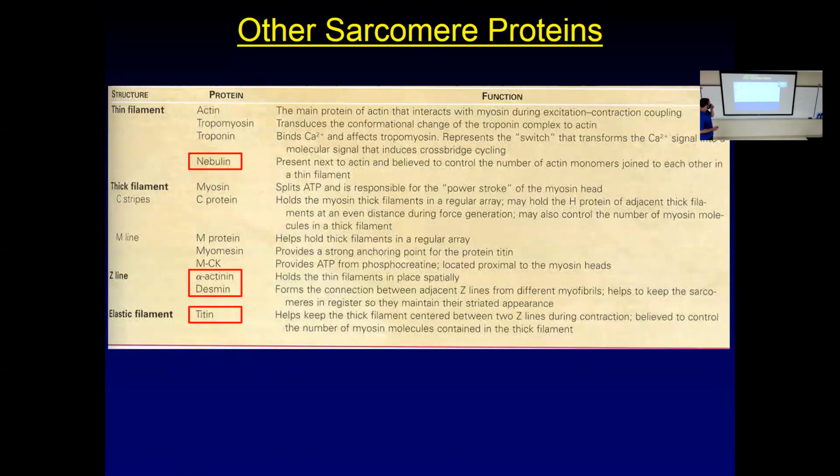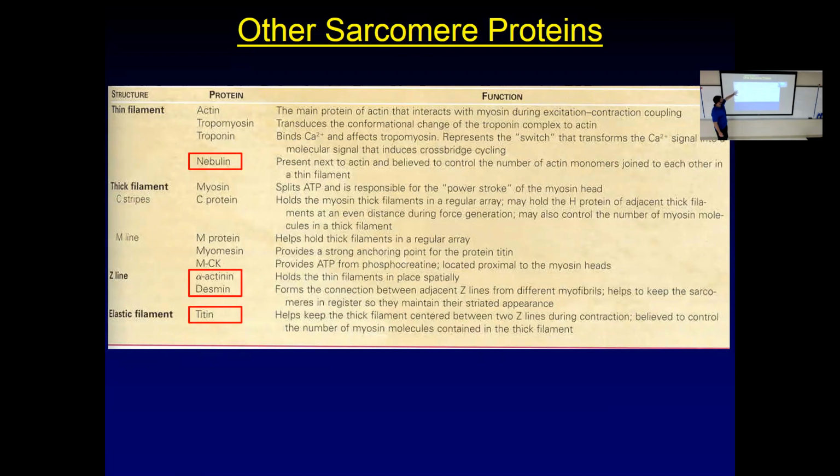Okay, now, I think I told you guys that there are some other proteins that are in a sarcomere. We focus mostly on actin and myosin. Myosin is roughly 2/3 of all of the protein in your muscles, okay? But there are a few other ones, and I want to point a couple of them out because you may encounter them as you read papers, okay?